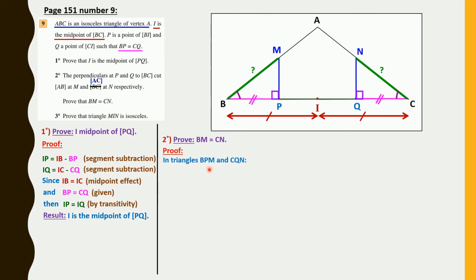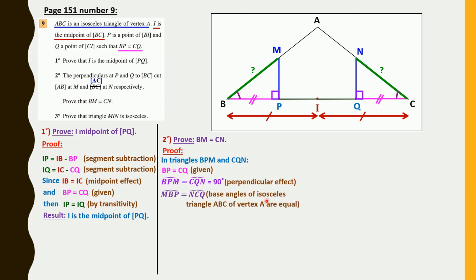So proof: in triangles BPM and CQN, BP equals QC, it's given. Angle BPM equals angle CQN equals 90 degrees, perpendicular effect, and angle MBP equals angle NCQ, because base angles of isosceles triangle ABC of vertex A are equal. So in fact, angle ABC and PBM, they are the same. So we can claim this evidence.